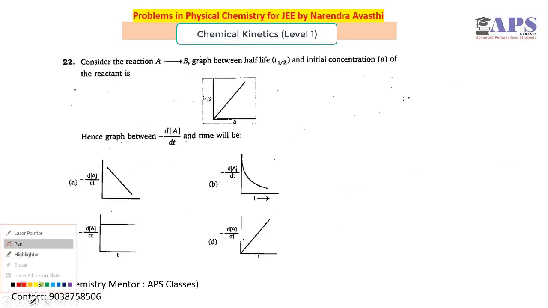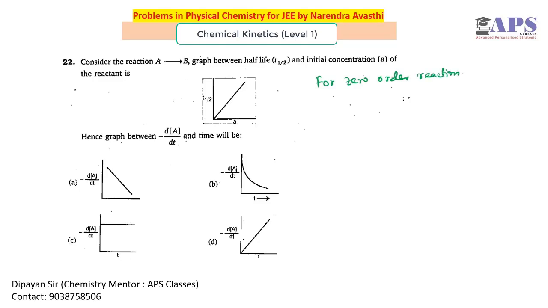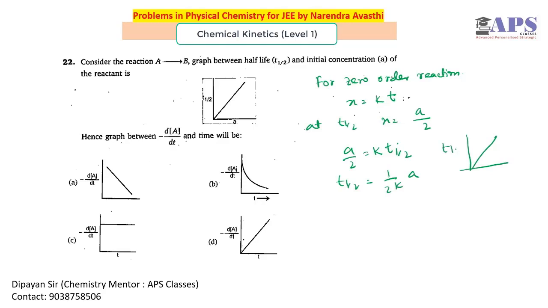Question number 22. For a zero order reaction, we know x equal to kt, and at t half, x equal to a by 2. So a by 2 equal to k t half, or t half equal to a by 2k. So it will give a graph like this, t half versus a. So it is a zero order reaction.